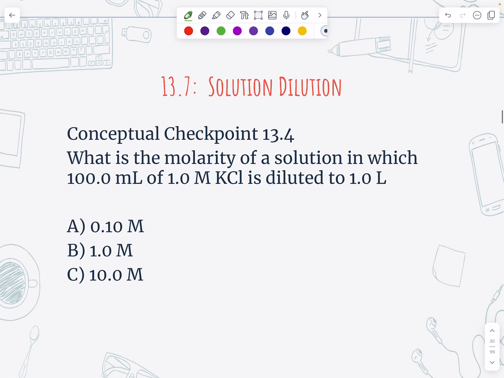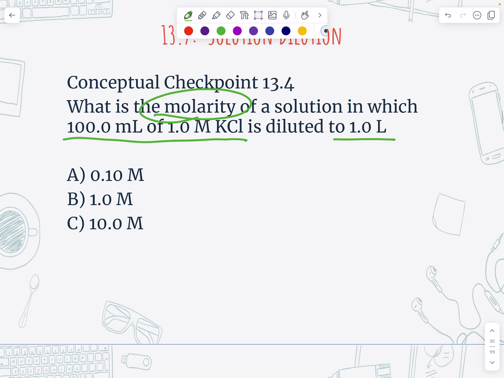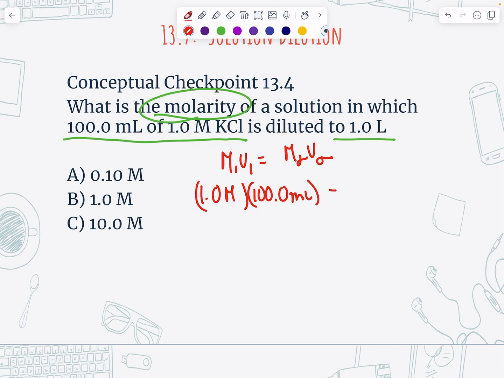So we have one practice question before you start on your practice homework problems, and that is, what is the molarity of a solution in which 100 milliliters of 1 molar KCl is diluted to 1 liter? So M1V1 equals M2V2. My first molarity is 1.0. My first volume is 100.0 milliliters. The question is asking, what's my new molarity? And the diluted solution is going to be 1.0 liters.